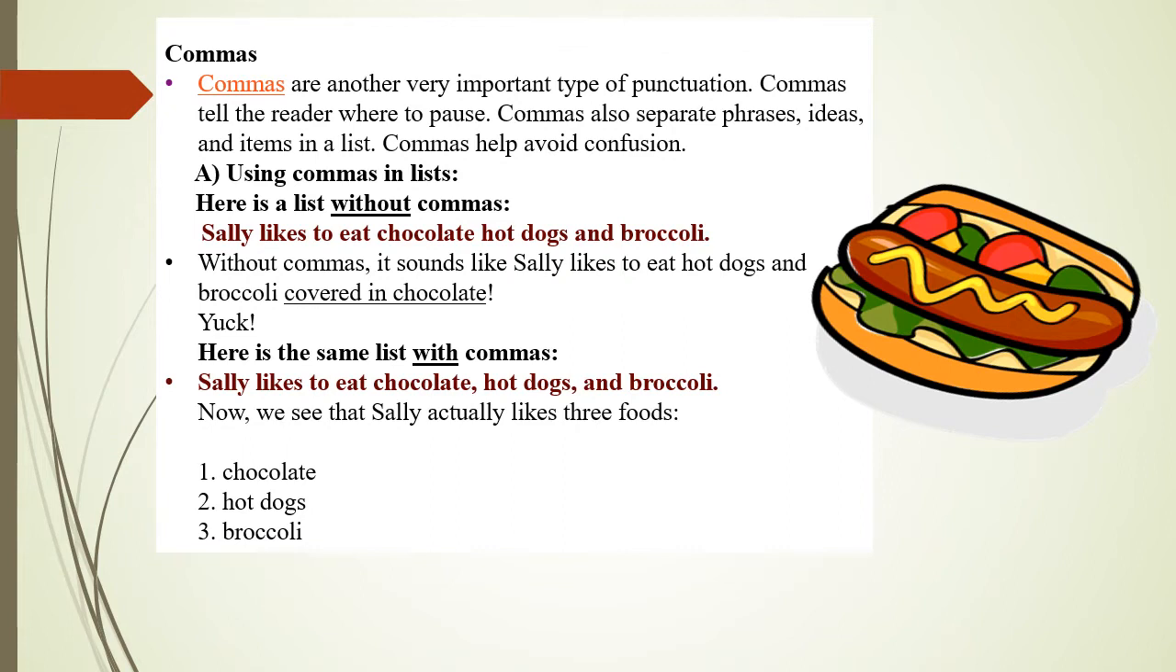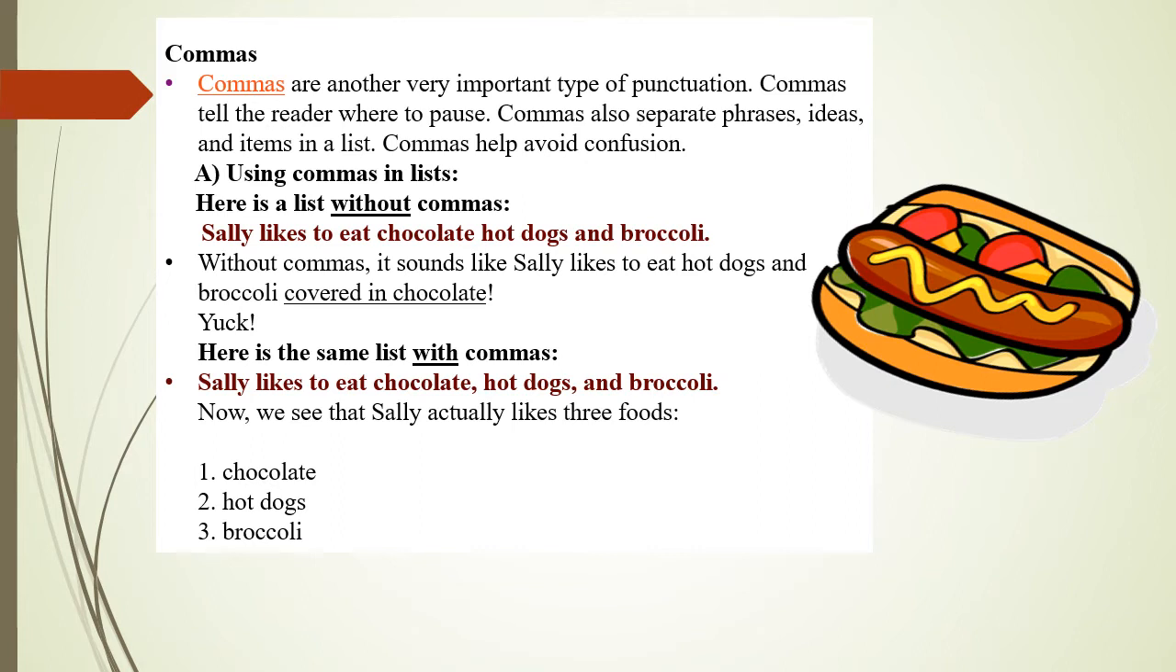Here is a list without commas. Sally likes to eat chocolate hot dogs and broccoli. Without commas, it sounds like Sally likes to eat hot dogs and broccoli covered in chocolate. Yuck! The meaning is totally different. We don't like the meaning.